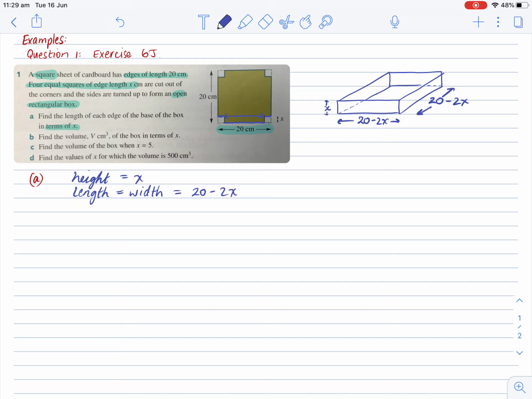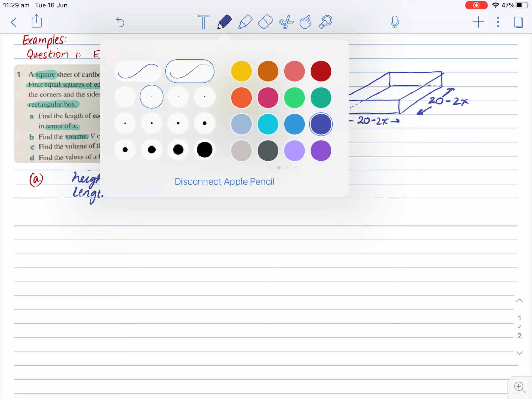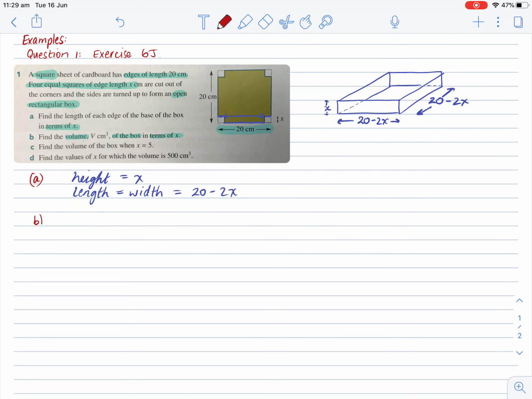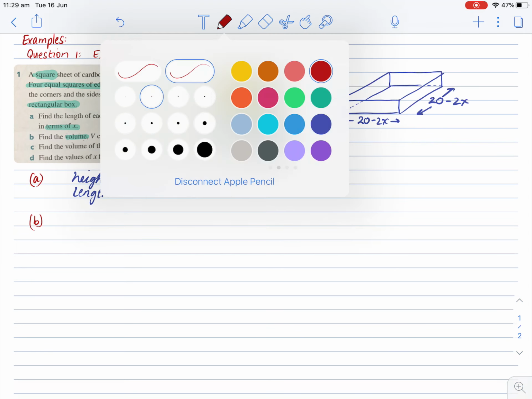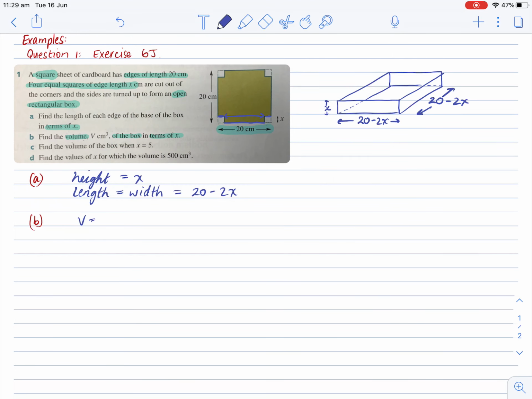Perfect. Now we need to move on to the next part. So part B, find the volume, centimetres cubed, of the box in terms of x. So I want the volume of the box in terms of x. Now I've highlighted the volume of the box because I need to use my knowledge that a rectangular prism, the box, has a volume that is equal to the length times the width times the height.